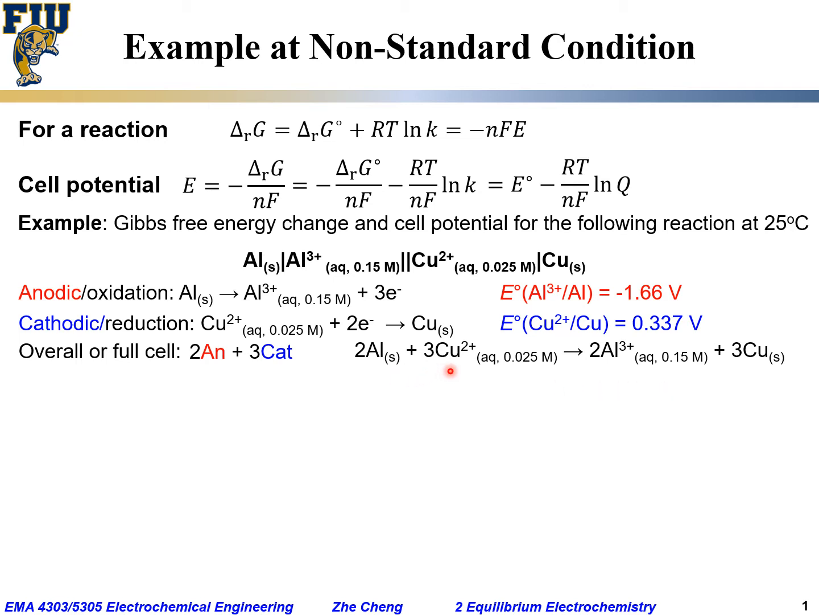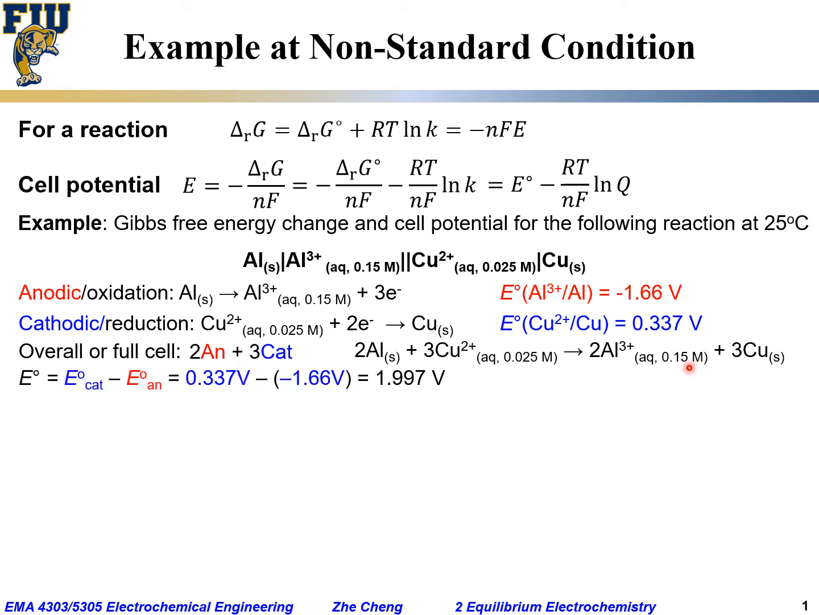So we have this full cell or overall electrochemical reaction that is balanced in terms of both mass and charge. And of course, keep in mind that the concentrations of these electrolyte solutions that contain copper ion or aluminum ion are not at standard concentration. Okay, pretty low for both of them.